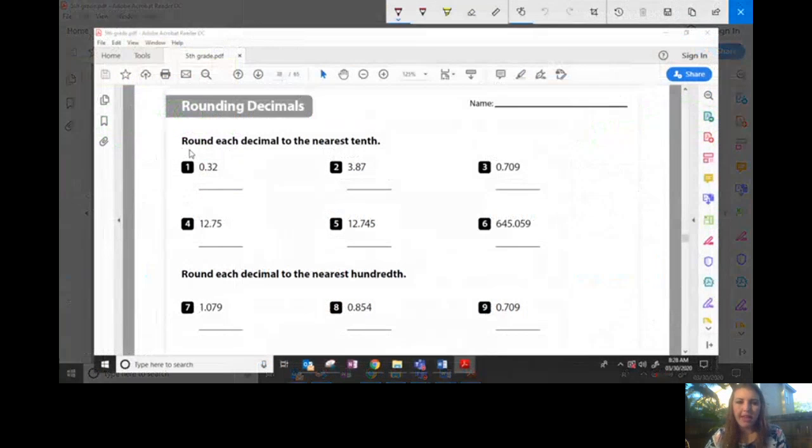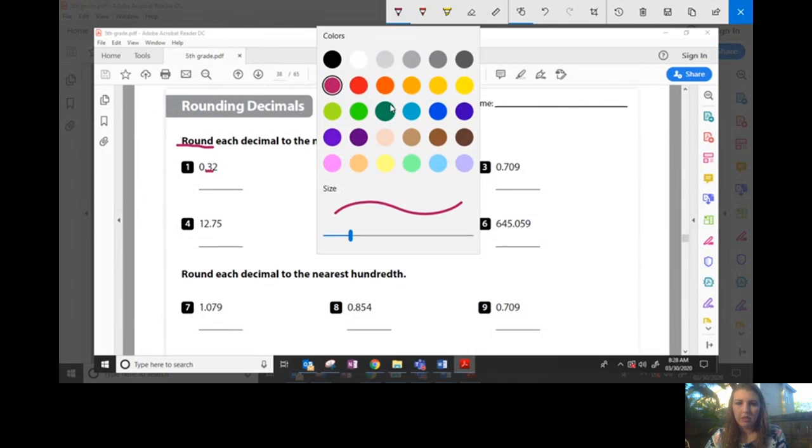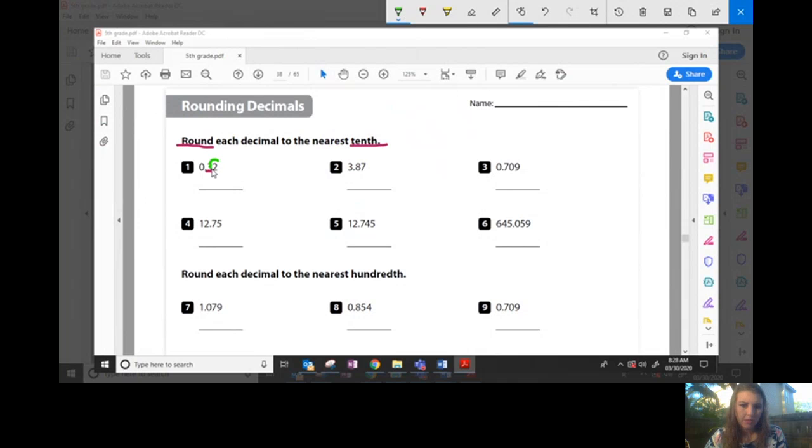All right, so to begin, it says round each decimal to the nearest tenth. So in each one, we're going to look at the tenths. Right now I have 3 tenths, but I want to decide, is 32 hundredths closer to having 3 tenths, or is it closer to having 4 tenths? So to do that, I'm going to look at my hundredths. Right now I have 2 hundredths. Is 2 hundredths closer to having 0 or 10? So would it round down to 0 or up to 10?